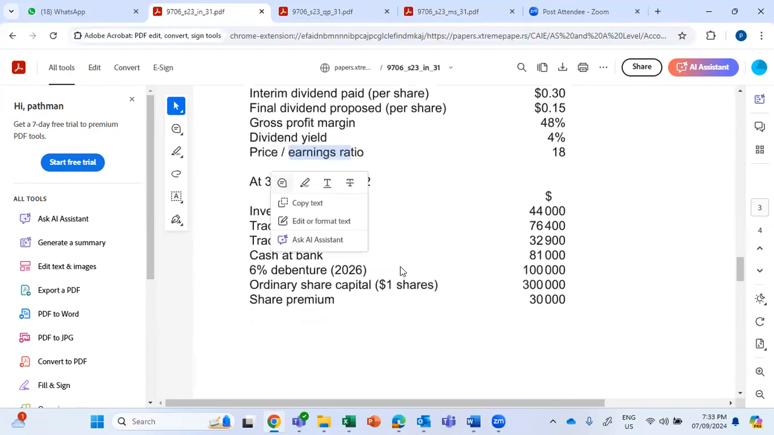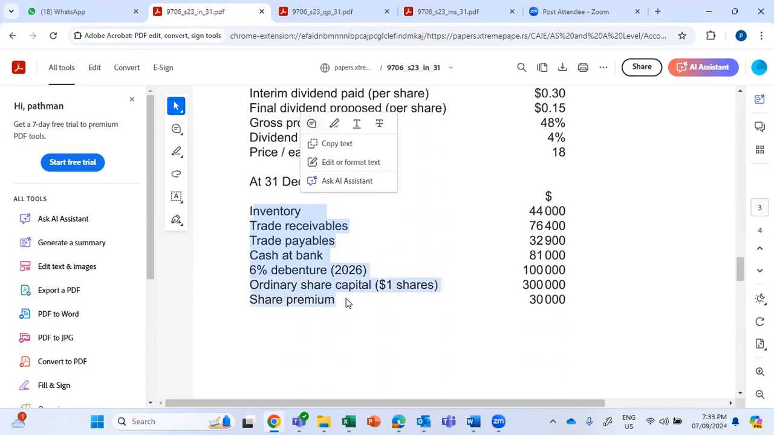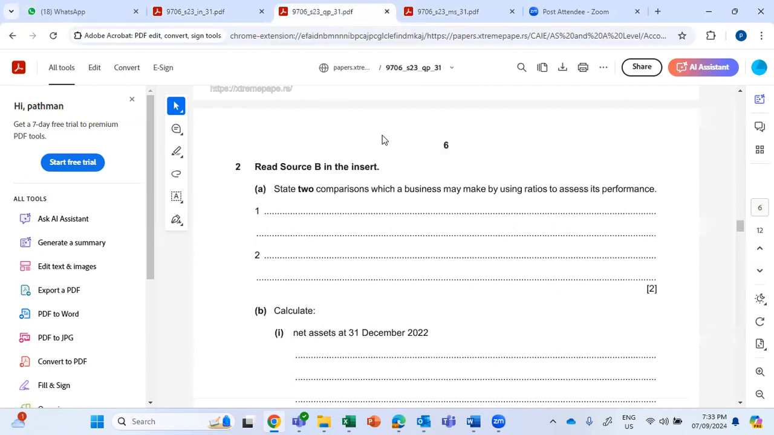Okay. And then you're told that at 31st December 2022, these are all the information: inventory, trade receivable, trade payable, cash at bank, some debentures, ordinary share capital, and share premium. Okay. So, yeah, question number 1. State 2 comparisons which a business may make by using ratios to assess its performance.